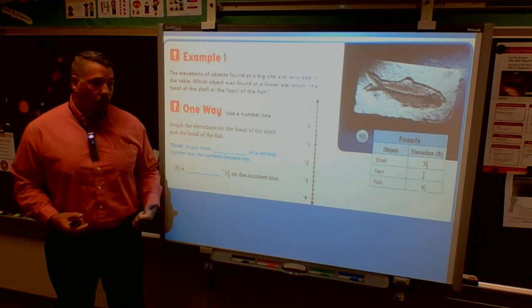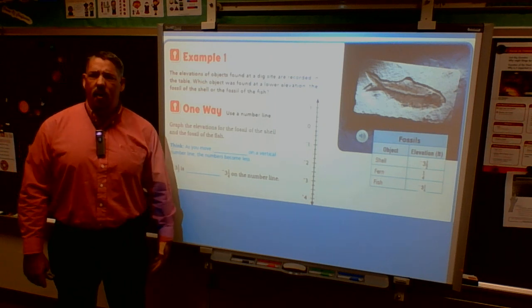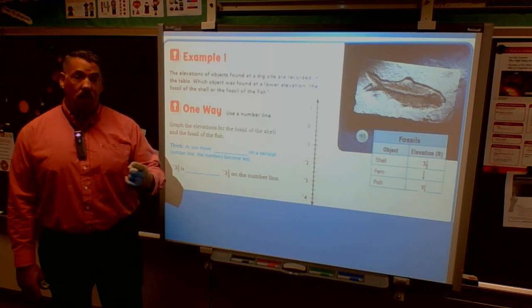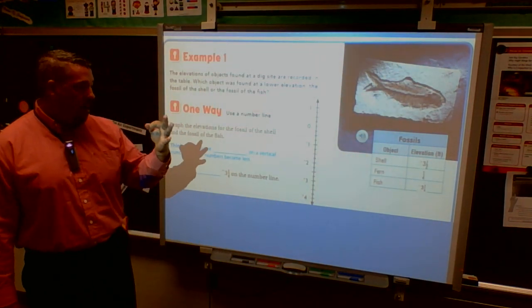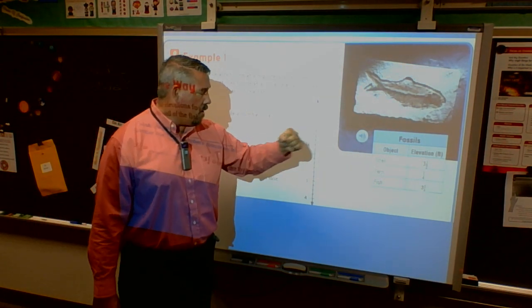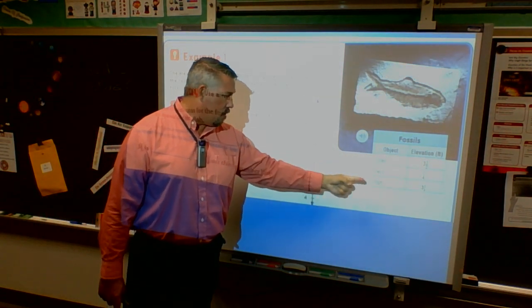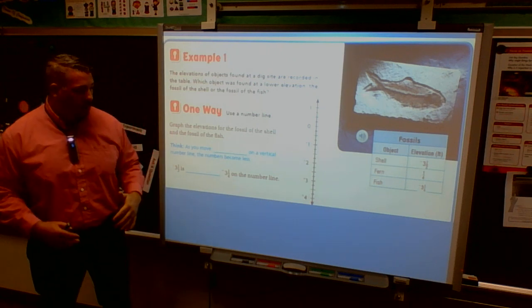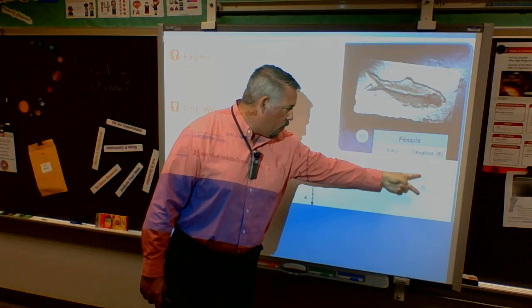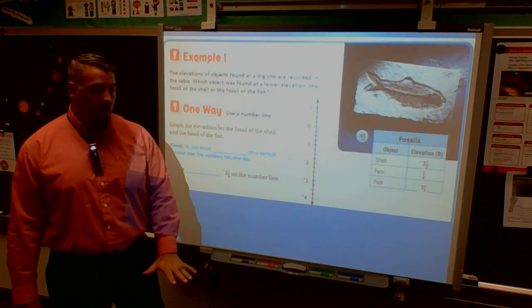In this situation, we're talking about fossils. How do I know we're talking about fossils? Because the topic of it is fossils. I know I found 3 different objects. I found a fossil of a shell, a fossil of a fern, and a fossil of a fish. And they were all found at different elevations, or in this case, these 2 were found at different depths because they are negatives.